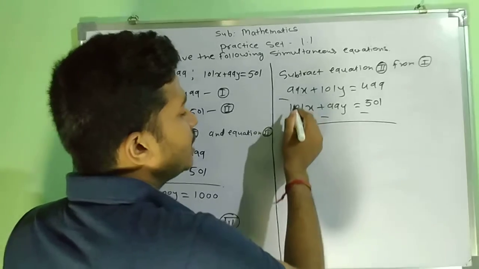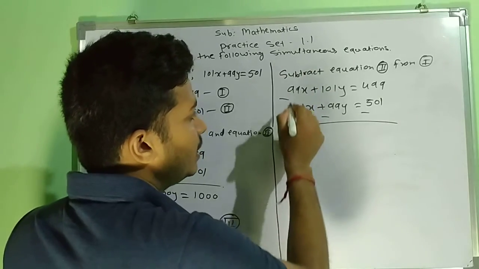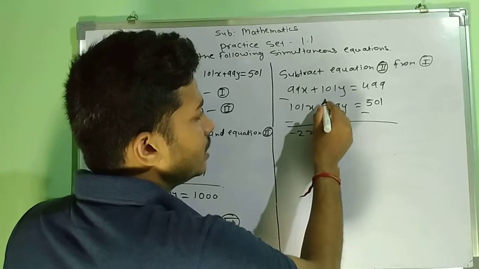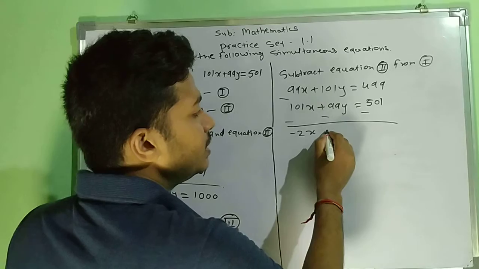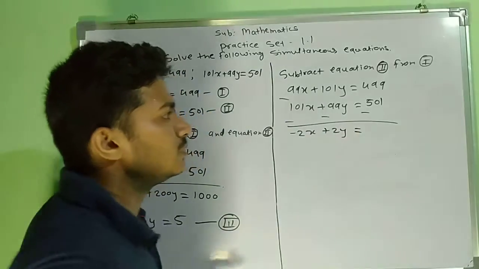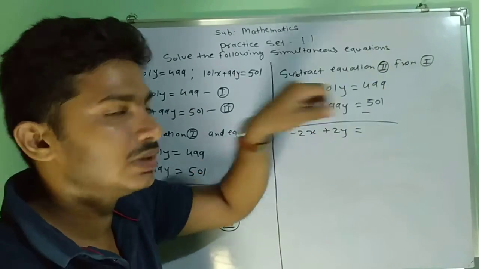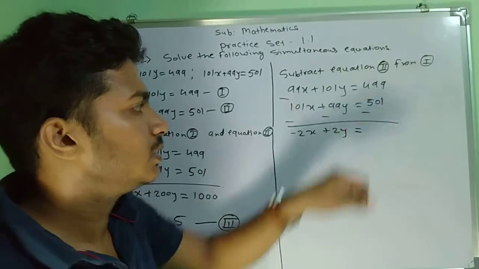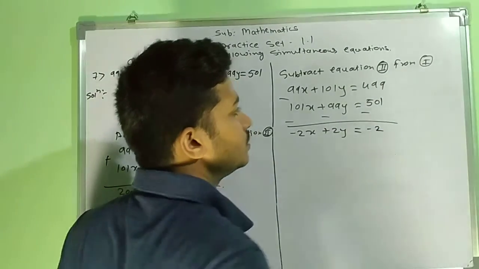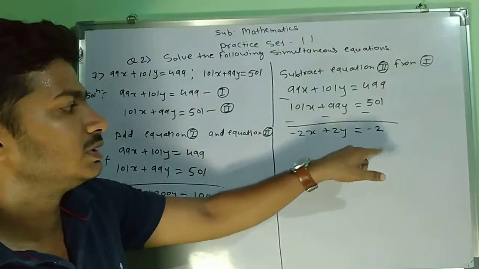So after subtracting, 99 minus 101 will be minus 2x. Here 101 minus 99 will be plus 2y, which is equal to, now look here, 499 and 501. 499 is smaller and 501 is bigger, so subtracting the bigger from the smaller one, it will become minus 2. Okay, what we got? Minus 2x plus 2y, which is equal to minus 2.